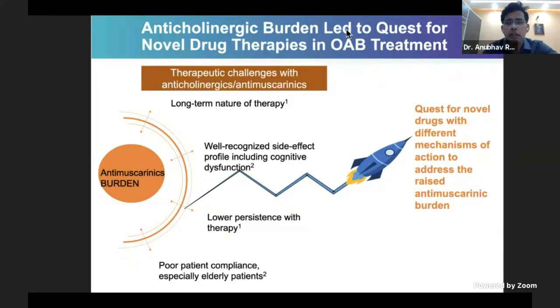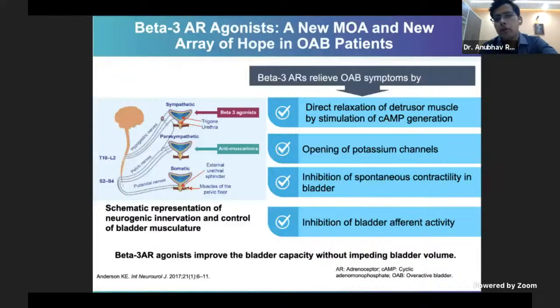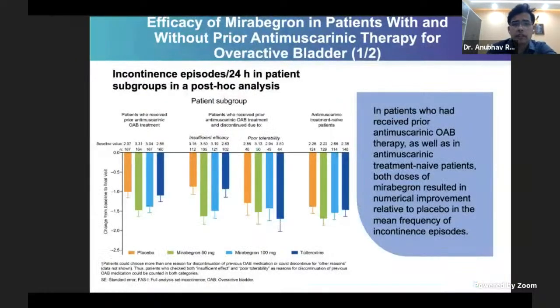So there came another drug known as Mirabegron, which is a beta 3 adrenergic receptor agonist, and it has a different mechanism from anticholinergics, and has a very good side effect profile, and the patients are able to tolerate it much better. It causes direct relaxation of the bladder muscles, inhibits spontaneous contractility of the bladder, and also inhibits bladder sensory activity. So it helps in improving the bladder capacity without impeding bladder volume. Many studies were done, and they showed significant improvement in incontinence episodes and number of voids per 24 hours, with a significantly better side effect profile.